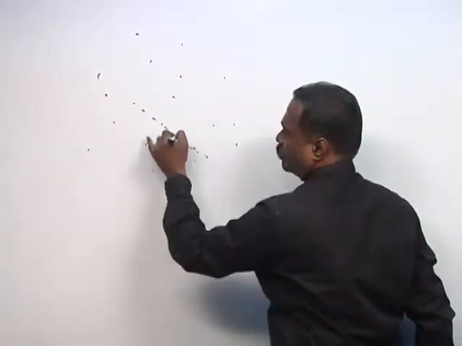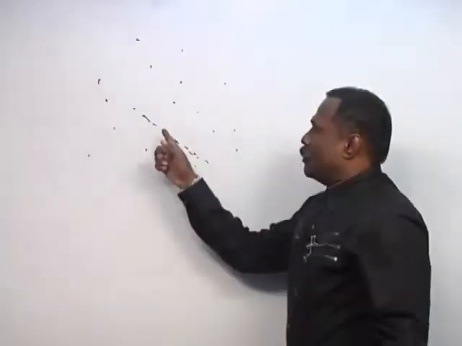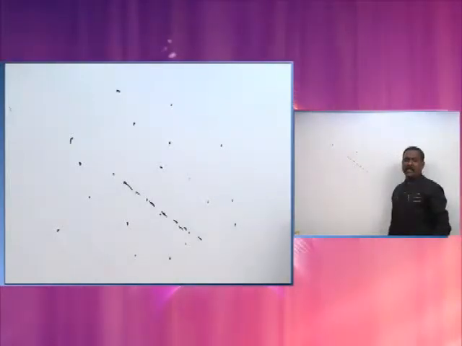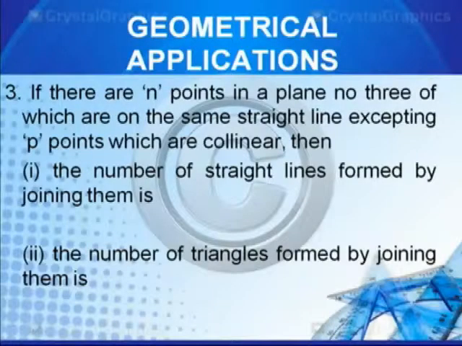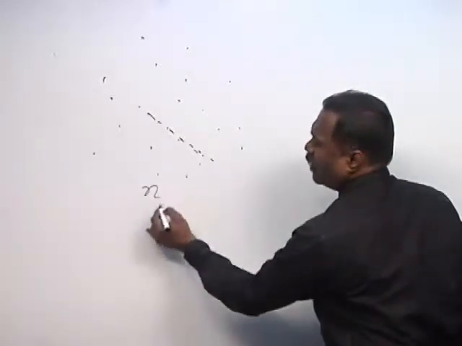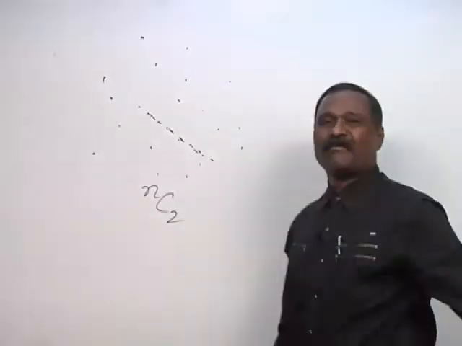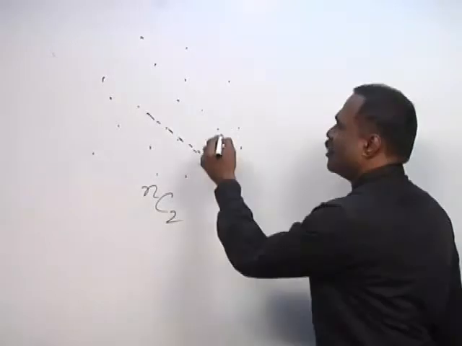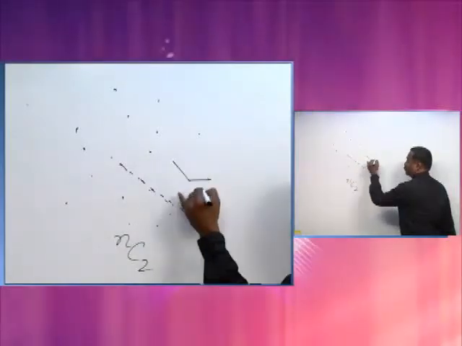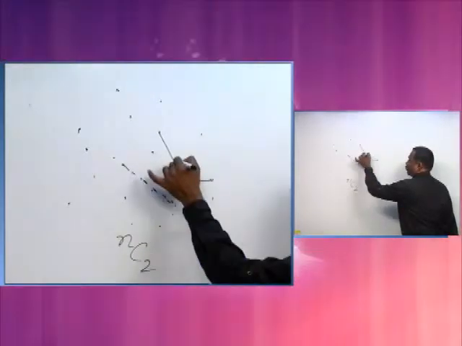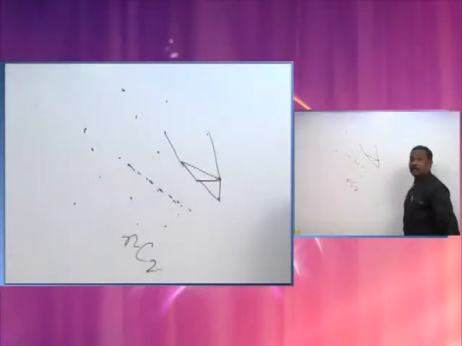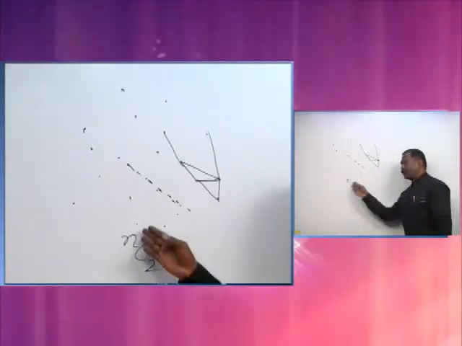Let me say these are p points. Totally how many points? You can see the slide there. n points are there on the plane. From n points, how many points can be chosen to form a line? nC2. Understand? To get a line, how many points are needed? 2 points are needed. This is 1, 2, 3, 4, 5, 6, 7, like that. How many lines can be formed? nC2 lines can be formed.